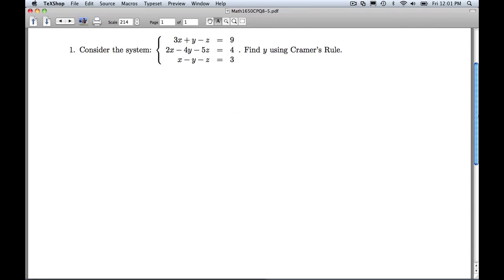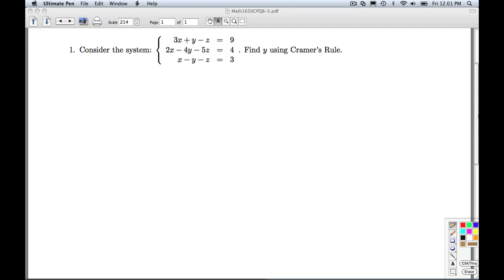We're given a system of linear equations and we're asked to find y using Cramer's rule. So Cramer's rule involves using determinants. And to find y using Cramer's rule, we need to find the determinant dy and divide that by the determinant d, assuming of course the determinant d is not 0.